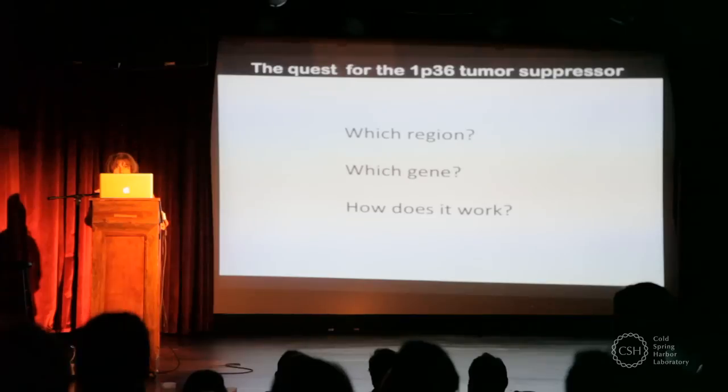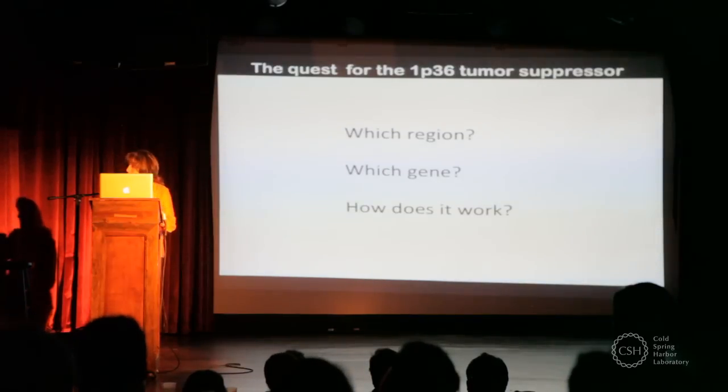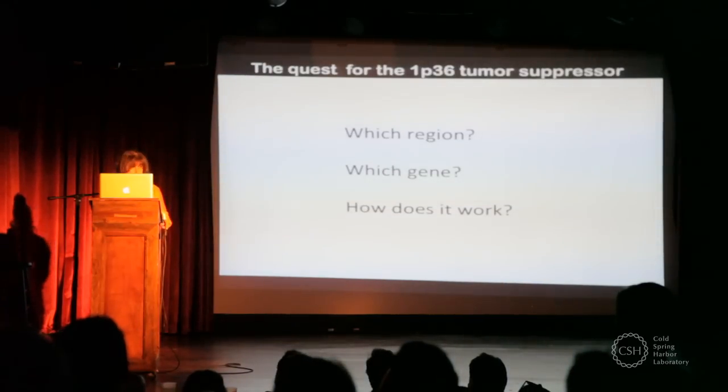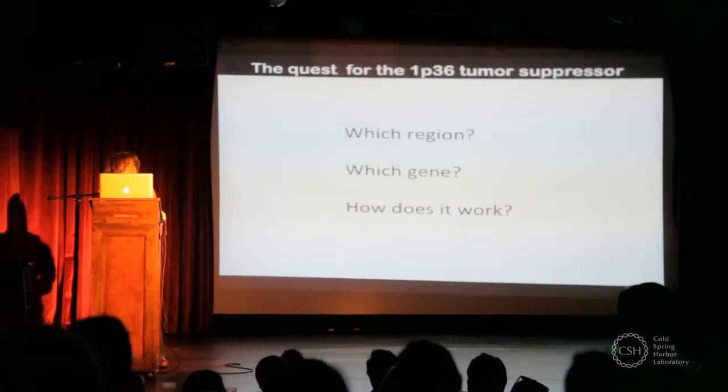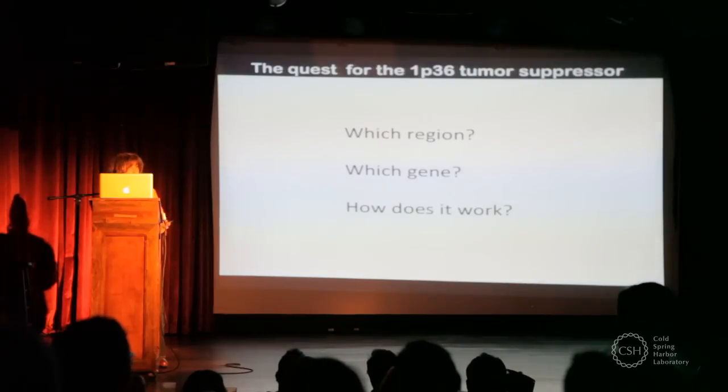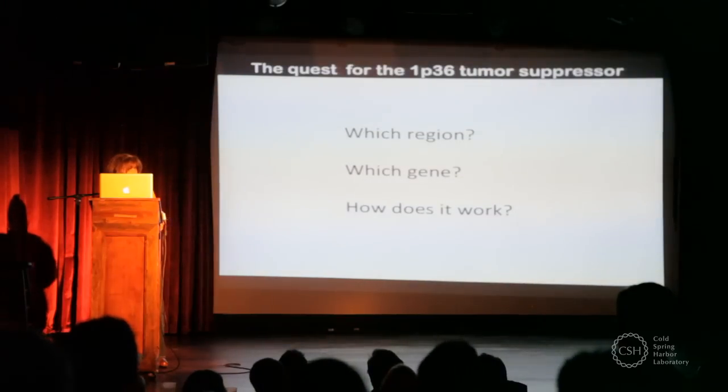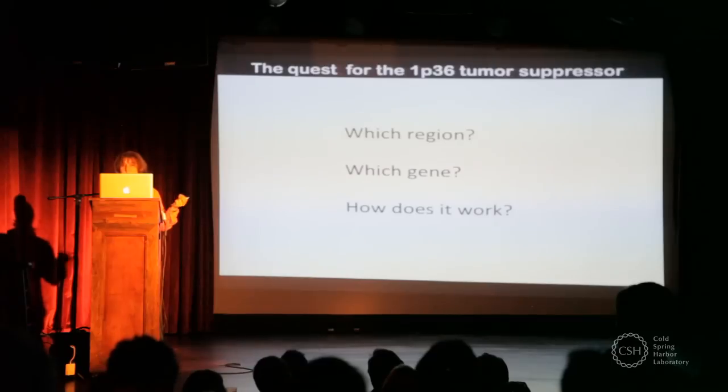And here is where we asked, I think, really straightforward questions. Which region of 1p36 was functionally important in harboring a tumor suppressor? Secondly, once we pinpointed a region, which gene or genes was responsible in coding a tumor suppressor that was preventing cancer? And of course, how does it work?